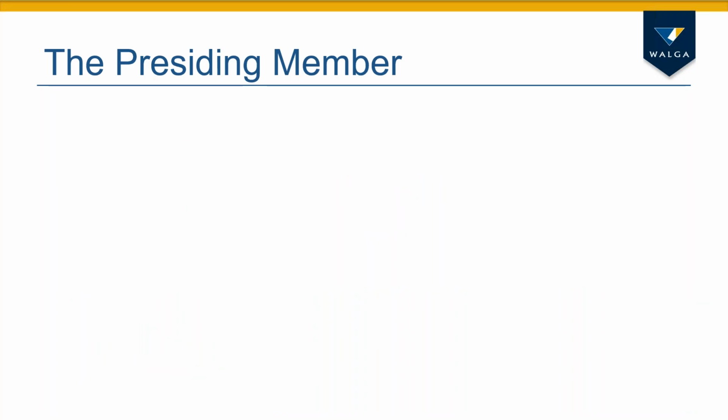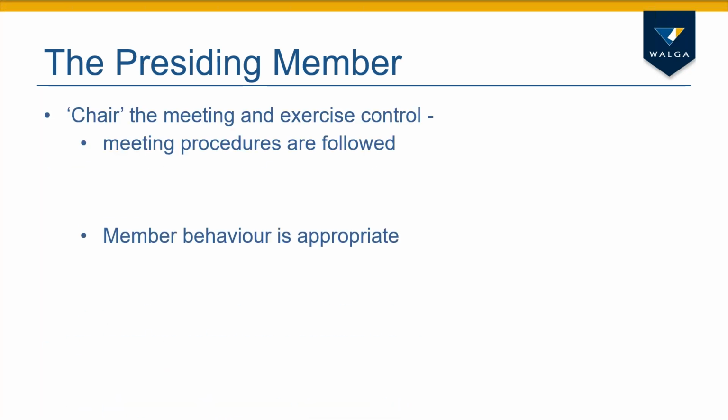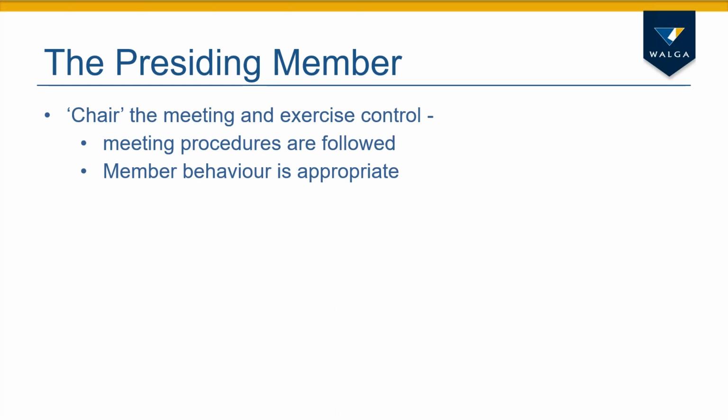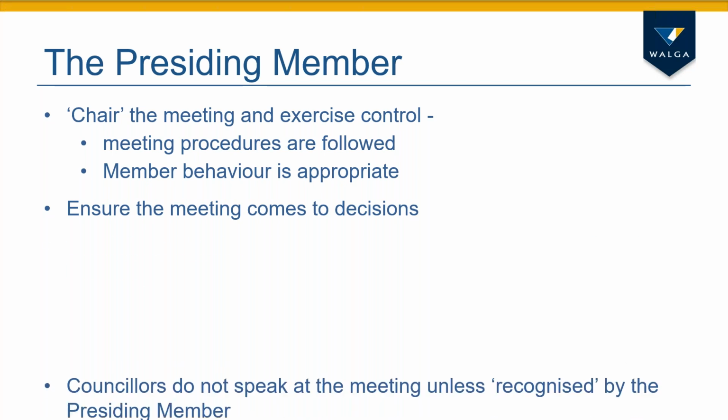The Act requires the Shire President or Mayor to act as the presiding member for council meetings. The presiding member fulfills the most important role for the efficient and effective conduct of meetings and is required to chair the meeting and exercise control by ensuring meeting procedures are followed and member behaviour is appropriate. The presiding member ensures that the meeting comes to a decision in regard to each item of business by facilitating debate, calling for a vote at the conclusion of debate, and ensuring the decisions are recorded in the minutes.